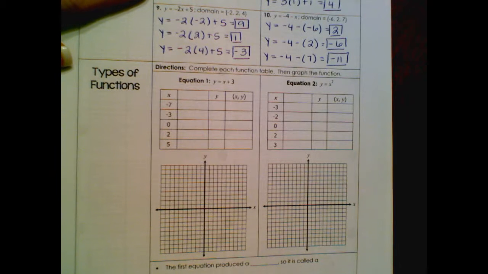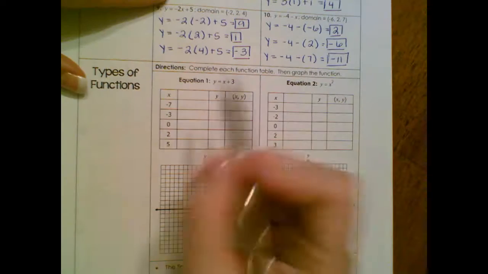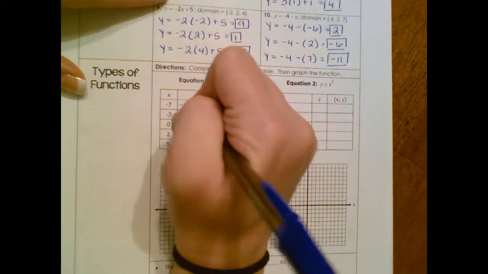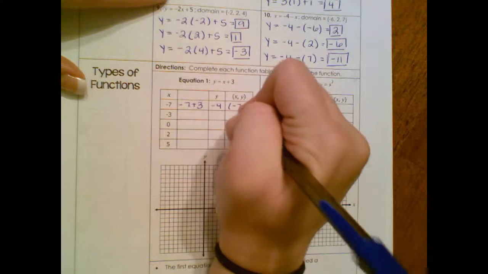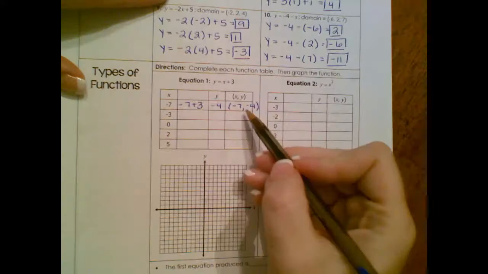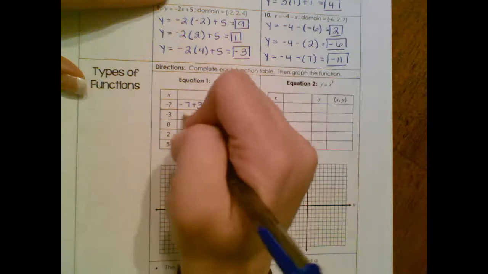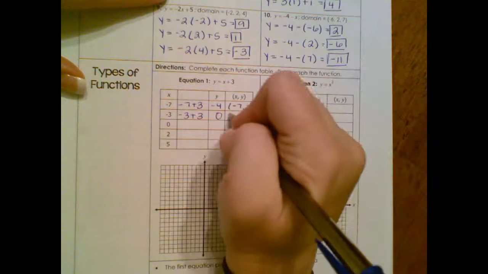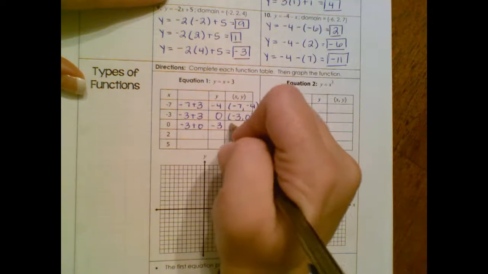All right, so we are going to just kind of put everything together. We are plugging in this negative 7 into my equation. So I have negative 7 plus 3, and that gives me negative 4. So I have negative 7, negative 4. Eventually what I'm going to do is I'm going to plot these points onto my graph. Plugging in negative 3 plus 3 gives me 0. Plugging in 0, I get negative 3.